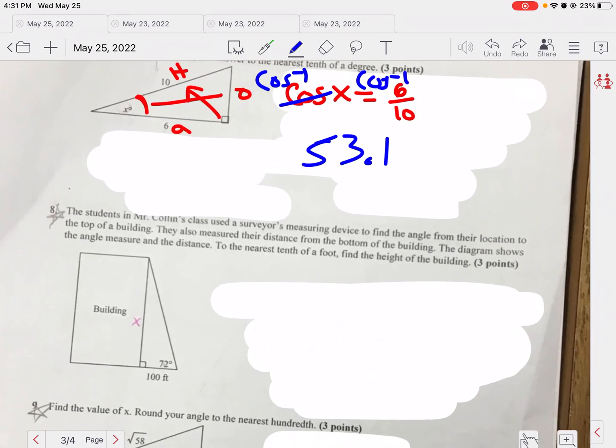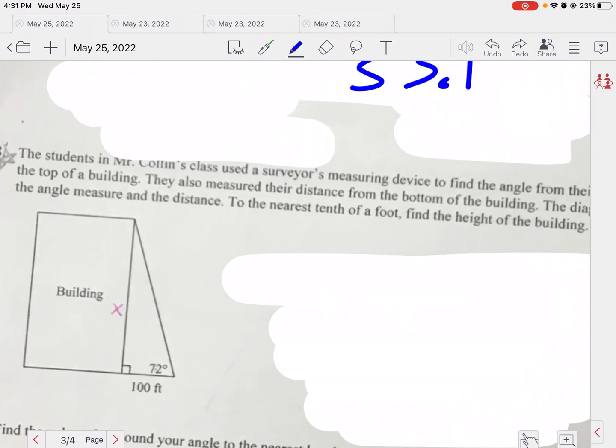All right, Mr. Collins' class uses a survey measuring device to find an angle from their location to the top of the building. They also measure the distance from the bottom of the building. The diagram shows the angle and distance. To the nearest tenth of a foot, find the height of the building. So our goal is to find this. Again, I know that this is my hypotenuse because it's across from 90. Because this is my angle, this is my opposite, this is my adjacent. And the opposite is what I'm trying to figure out.